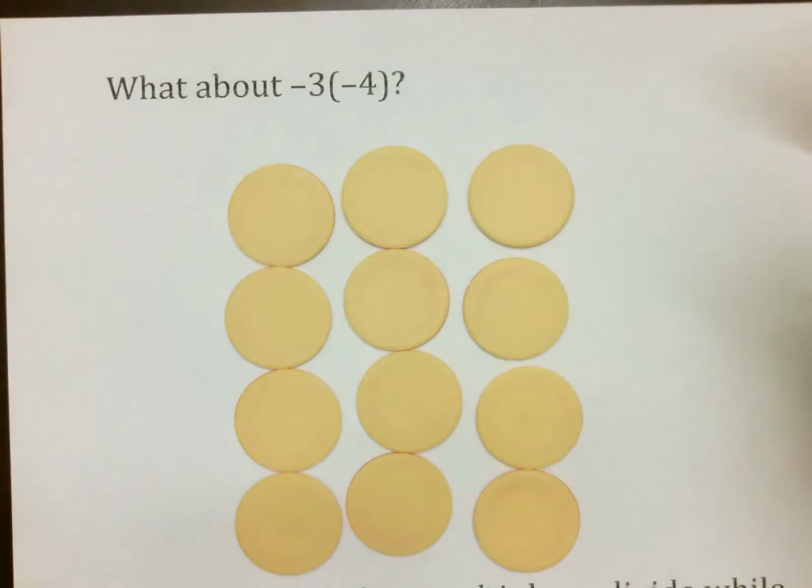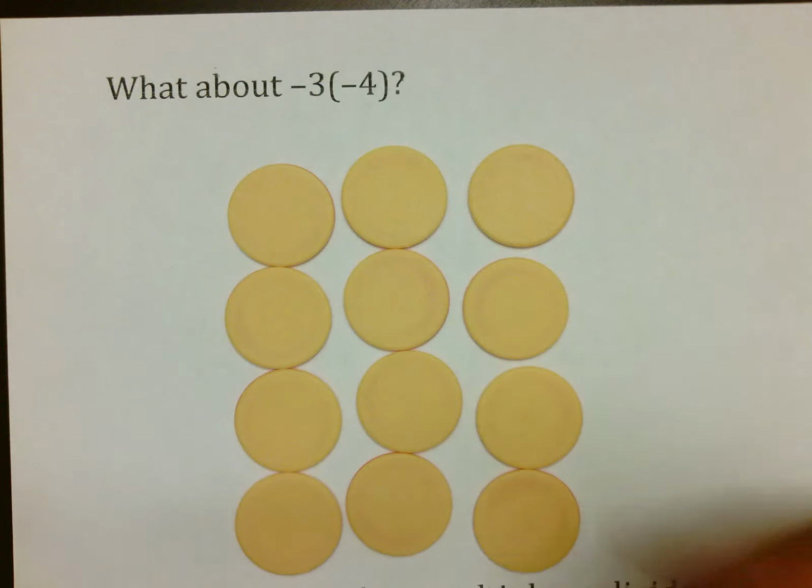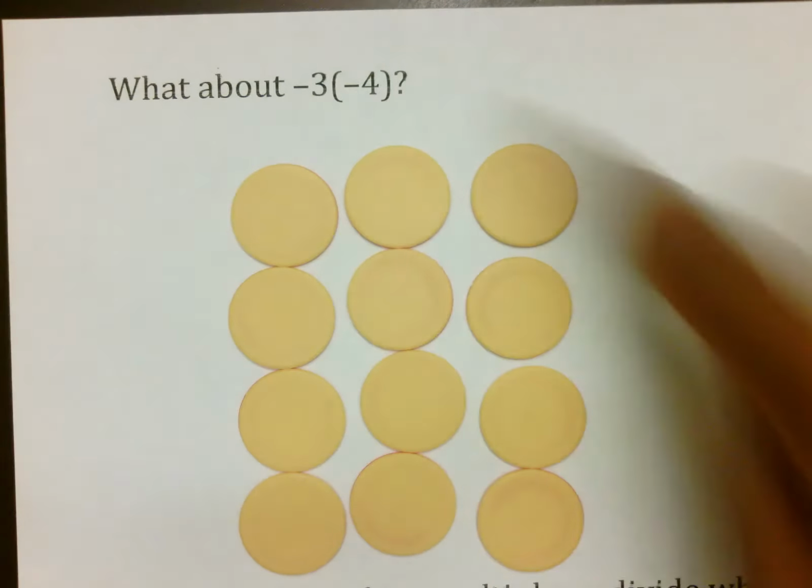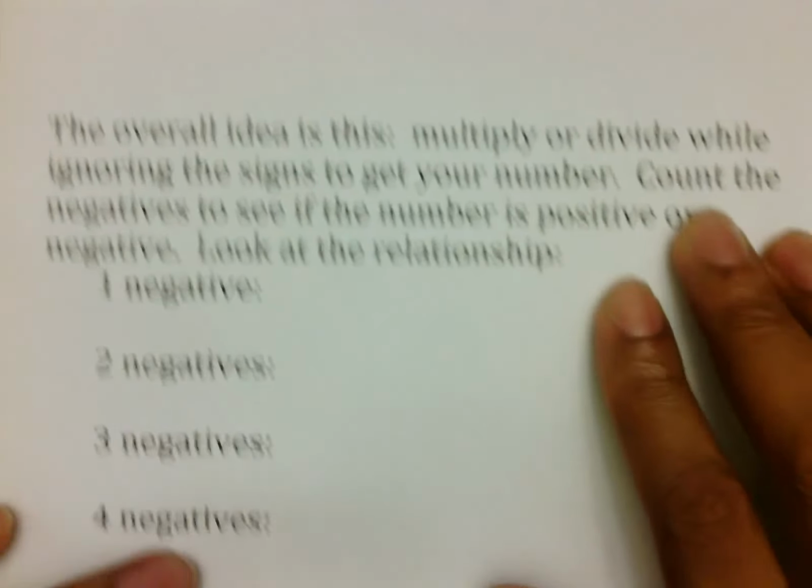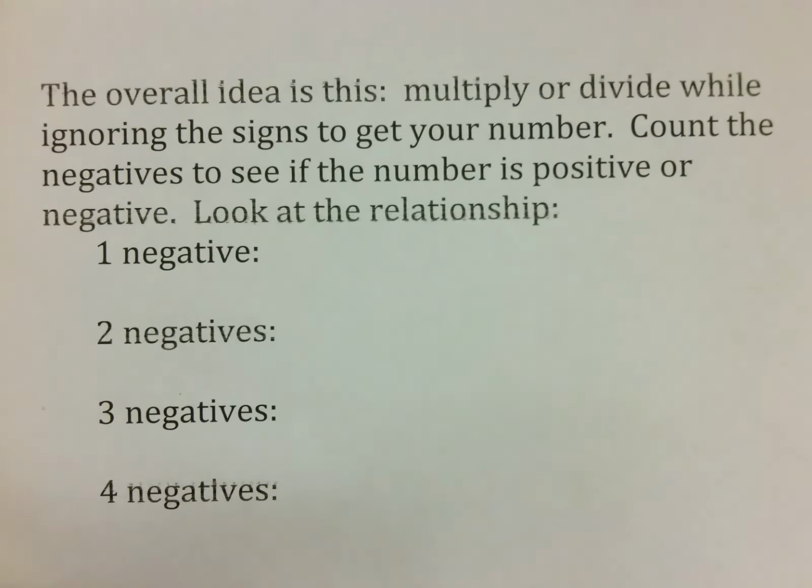Again, 3 times 4 is 12. The multiplication stays the same, but the 2 negatives mean flip it over 2 times, which means make it negative, then make it positive, so your answer would be a positive 12. The overall idea is this: multiply or divide while ignoring the signs first to get your number. Count the negatives to see if the number is positive or negative, and then go from there.